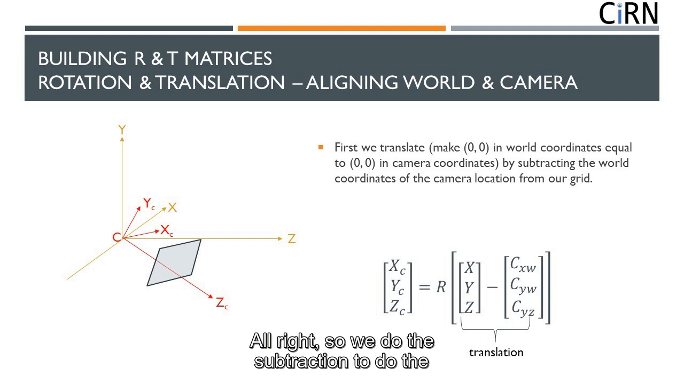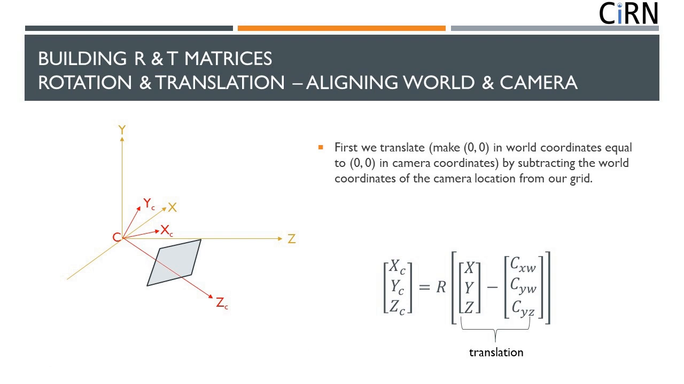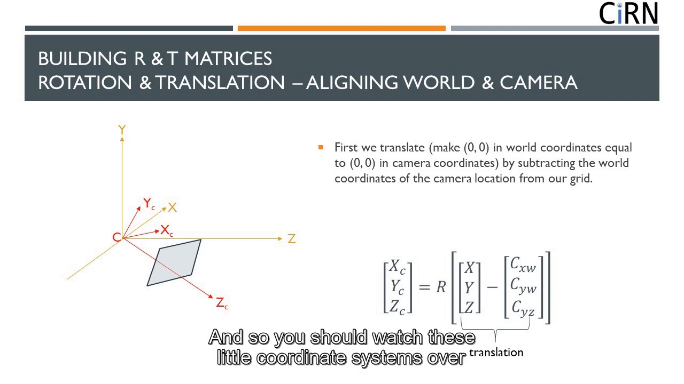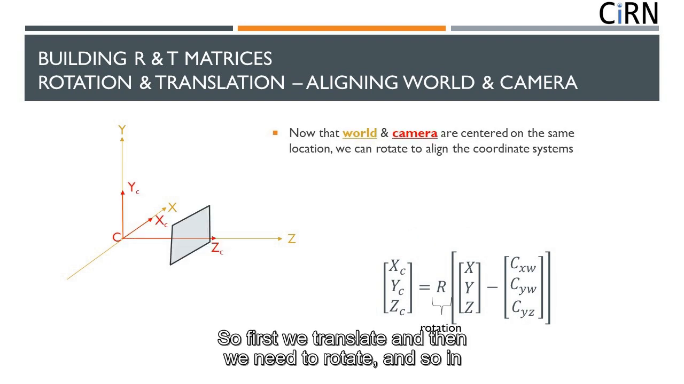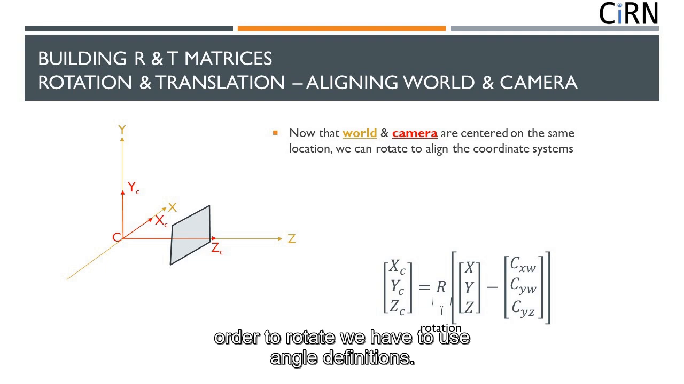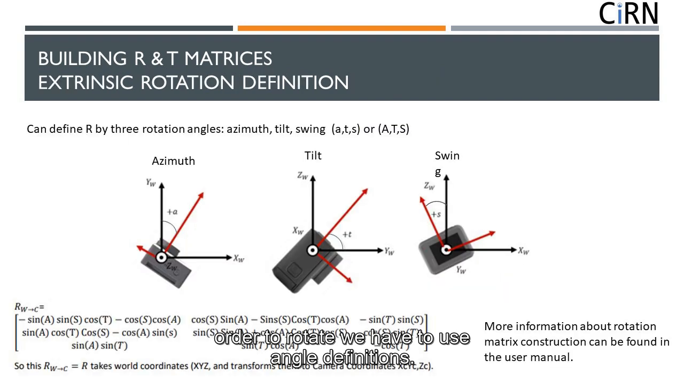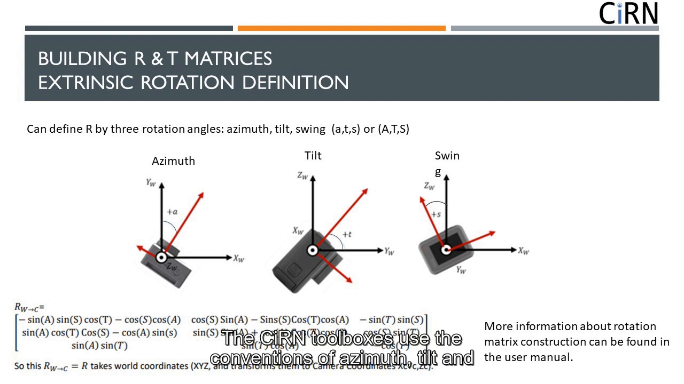All right, so we do the subtraction to do the translation. And so you should watch these little coordinate systems over here line up with each other. So first we translate, and then we need to rotate. And so in order to rotate, we have to use angle definitions. The CIRN toolboxes use the conventions of azimuth, tilt, and swing.